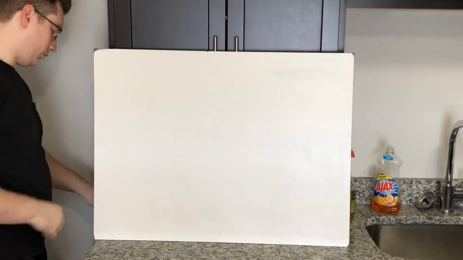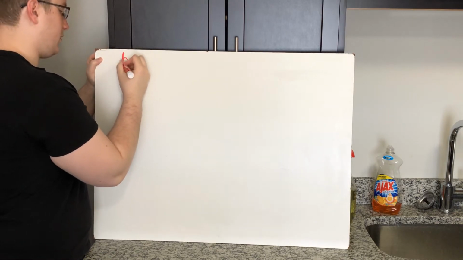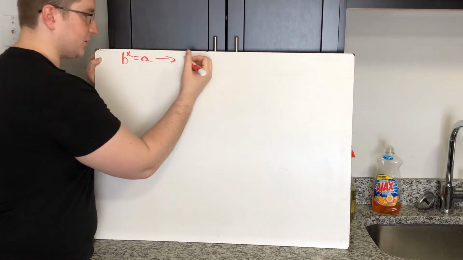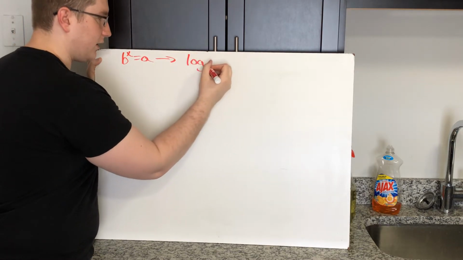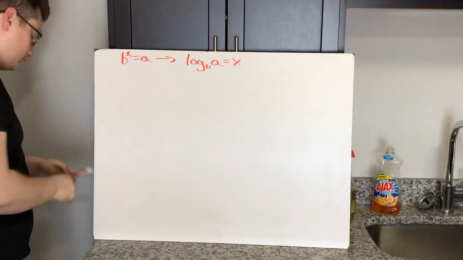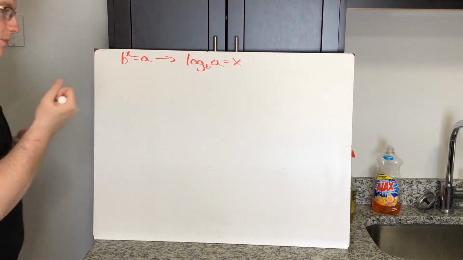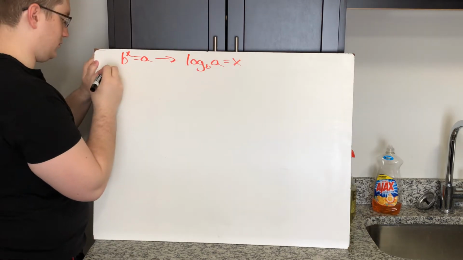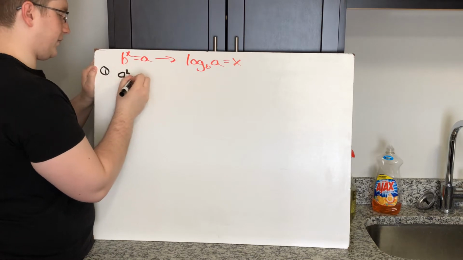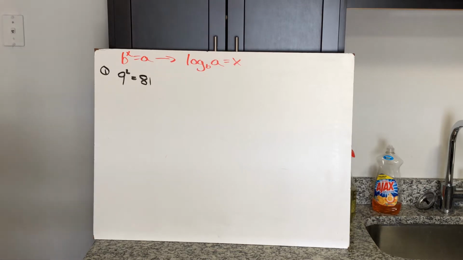So I'm going to write our rule on the top. Remember, b raised to the x power is equal to a. That's exponential form. If I want to turn to log form, I have log base b of a is equal to x. For numbers 1 through 4, I'm just going to be switching forms. For number 1, I have 9 raised to the second power is equal to 81. That's true, right? 9 times 9 is equal to 81.